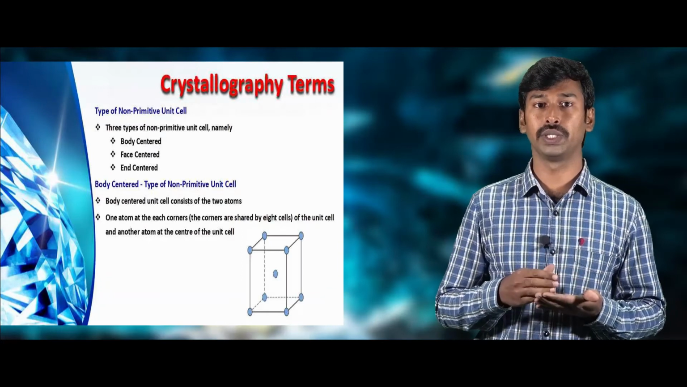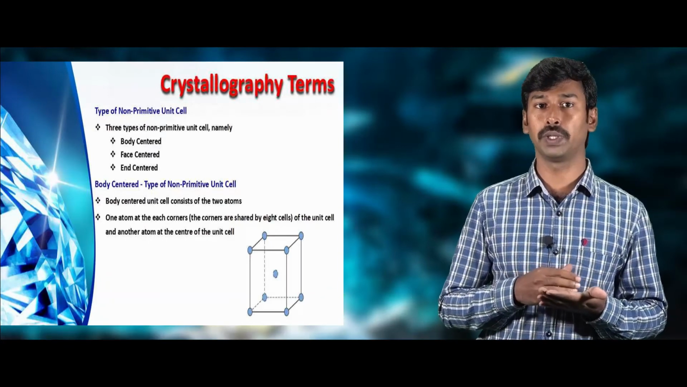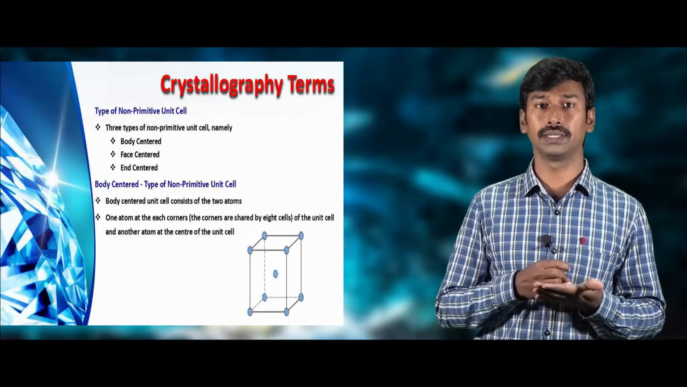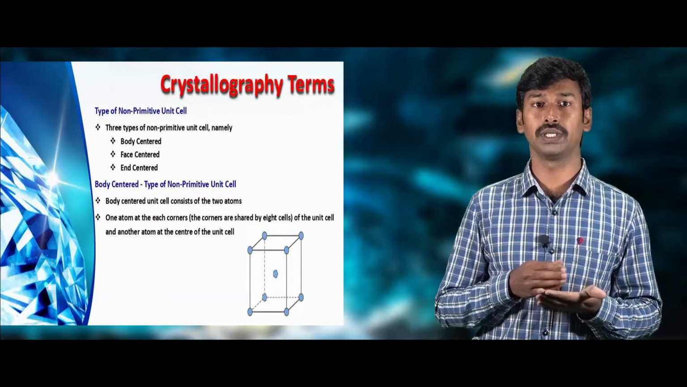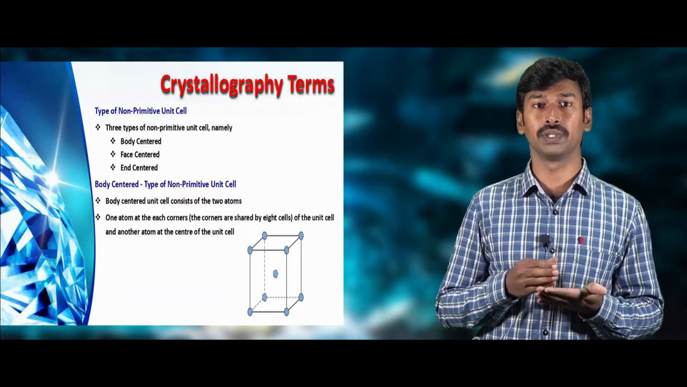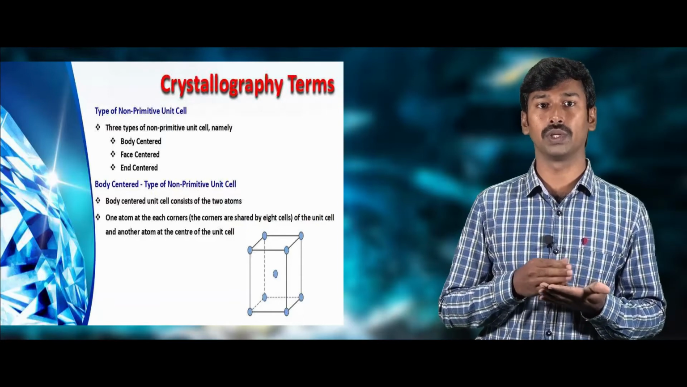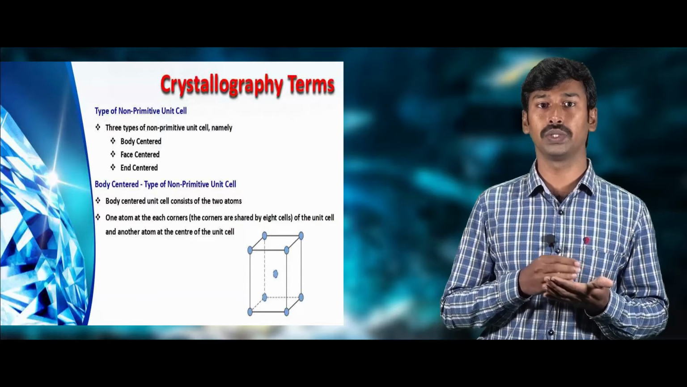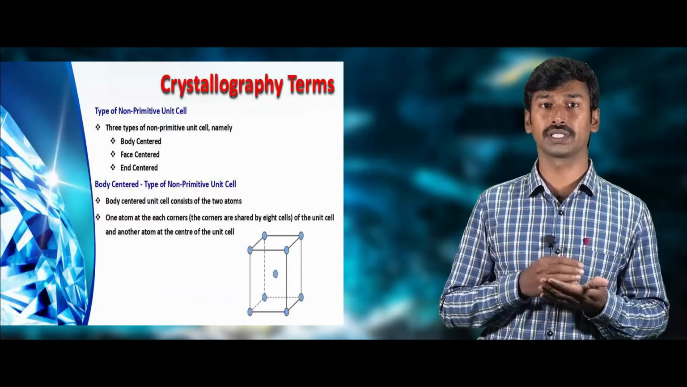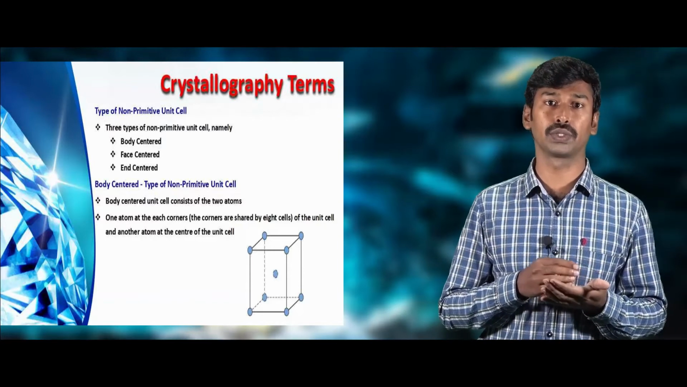Types of non-primitive unit cells. There are 3 types, namely body center, face center and end center. Now we are going to see about the body center unit system. It consists of 2 atoms. One atom at the corner of the unit cell, which is shared by 8 cells, and another atom is completely inside the unit cell. So totally 2 atoms. The figure shows the schematic representation of body center cubic system.